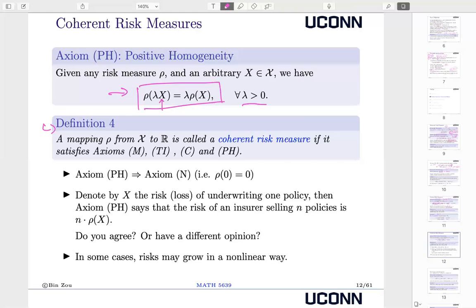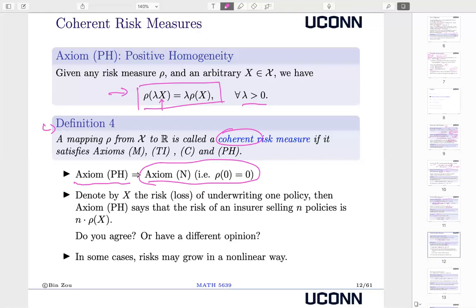Finally, we define a coherent risk measure as a function that satisfies all four axioms: monotonicity, translation invariance, convexity, and positive homogeneity. We should mention that this axiom, positive homogeneity, actually implies normalization.